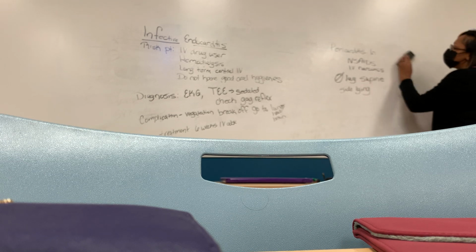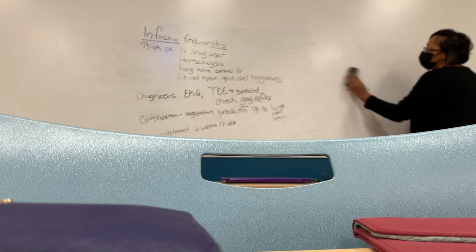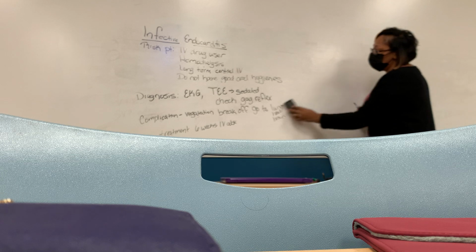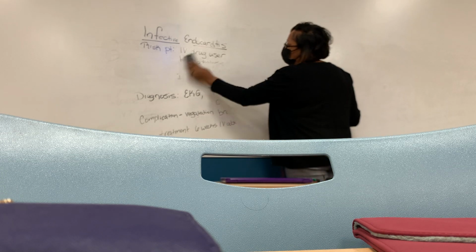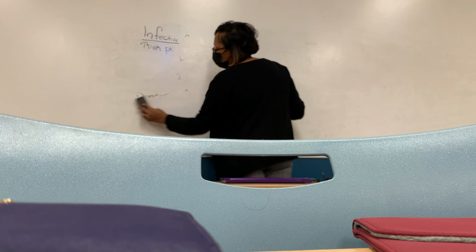Cardiomyopathy. What is cardiomyopathy? The heart muscle is dying. They're huge, so they have big hearts. Cardiomyopathy is an enlargement, and it's typically the ventricles that are going to be affected. So with these patients, what's enlarged? The ventricles.